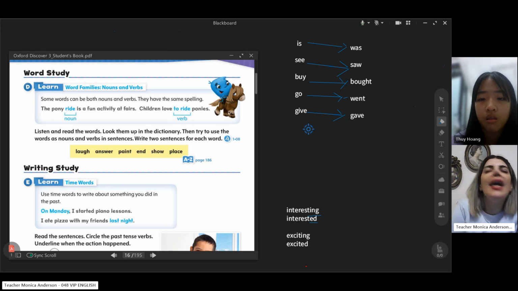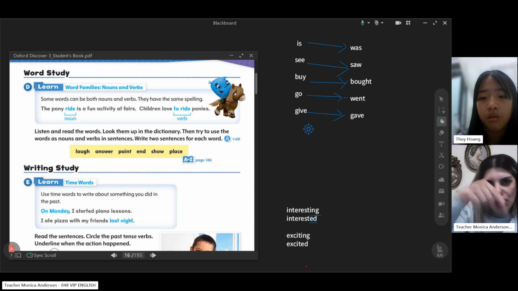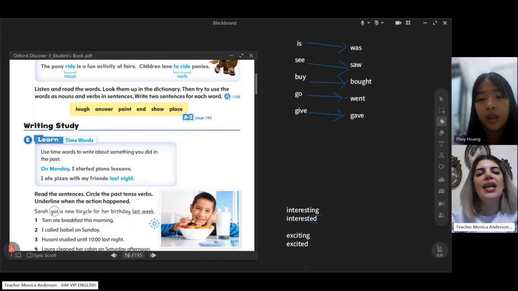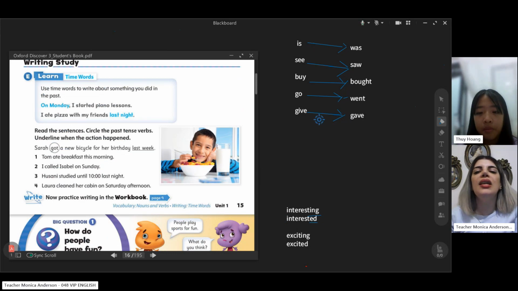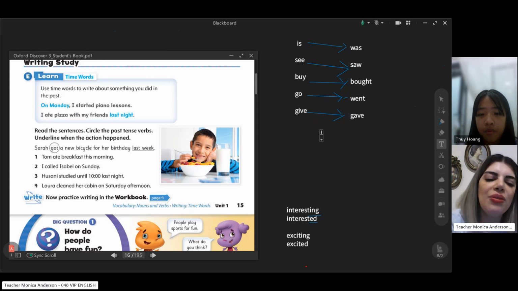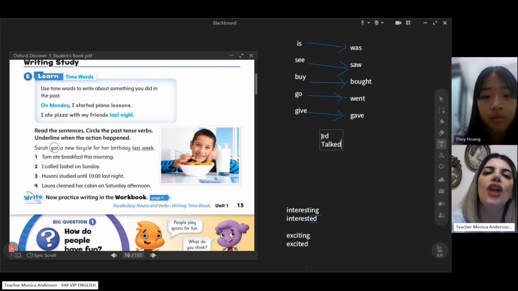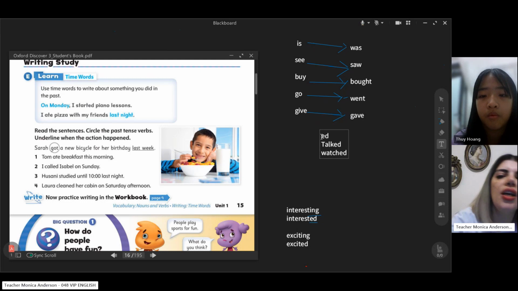For example, when I say, Anne, where did you go yesterday? You say, I went out. You don't say, I go out. Go is used for present, okay? Well, we have some verbs. Actually, these verbs are two types. Sometimes we can add ed to verbs to make past. For example, I say that I talked to the teacher. I talked. I watched. I watched a movie.